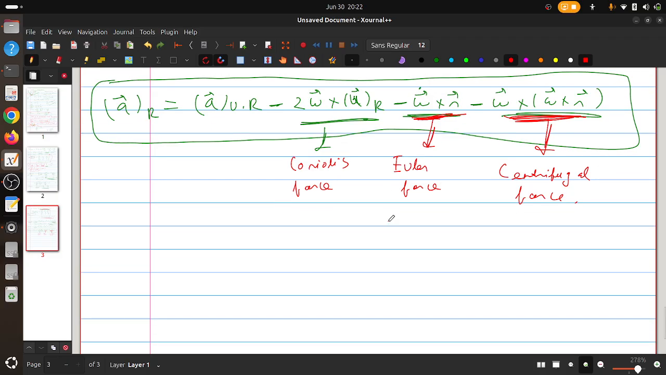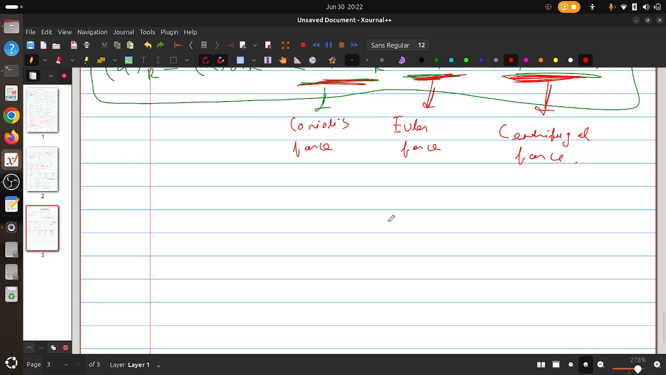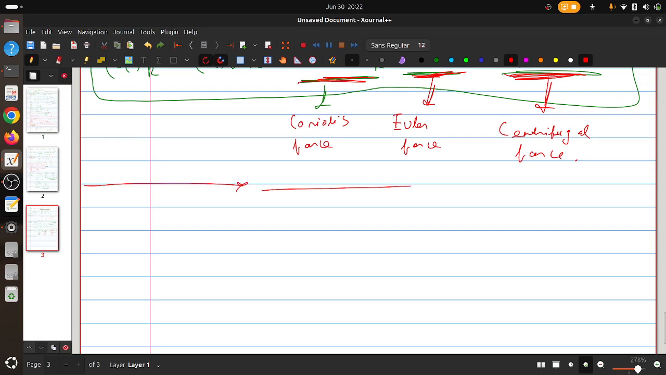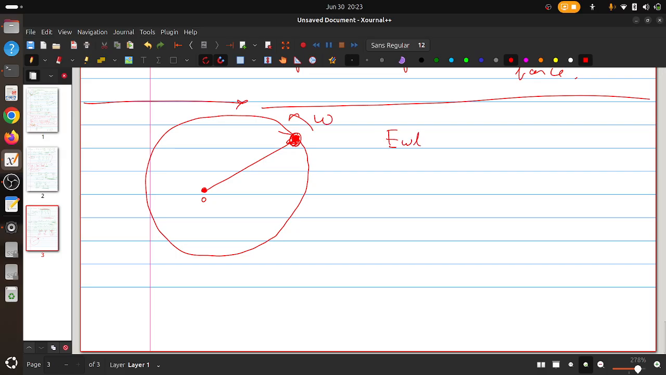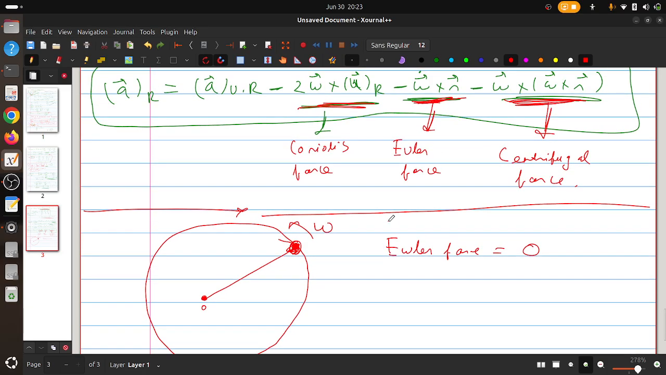Just to ease out the case and check whether these expressions are correct or not, let us demonstrate it with a very simple example. Let's say there is a fixed point O, and you have a stone here. This stone goes round and round with a fixed angular velocity, so it moves with the angular velocity omega. This means that the Euler force is equal to 0 because there is no change in angular velocity. Euler force straight away goes to 0.